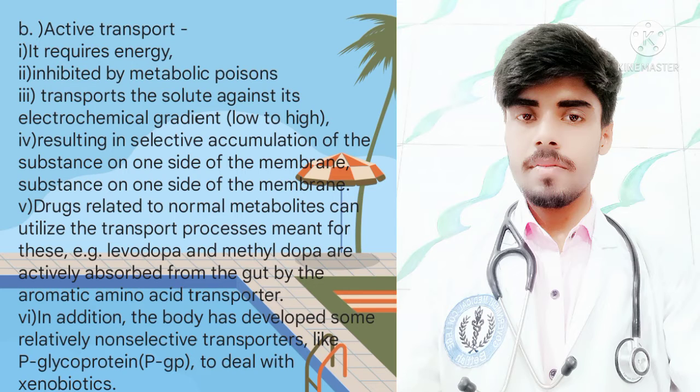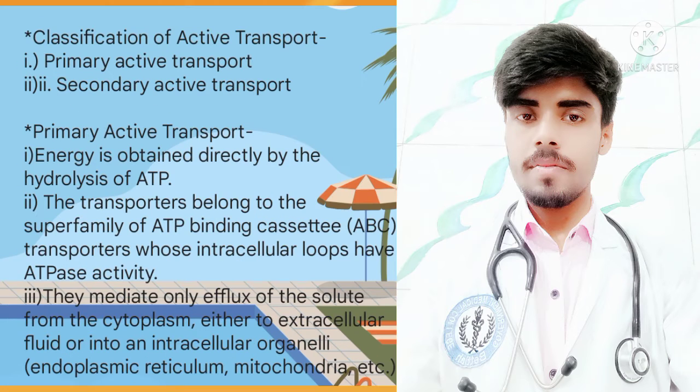For example, levodopa and methyldopa are actively absorbed from the gut by the aromatic amino acid transporter. In addition, the body has developed some relatively non-selective transporters like P-glycoprotein to deal with xenobiotics, right? And this statement is very important, so you should remember this. Now we will see the classification of active transport.